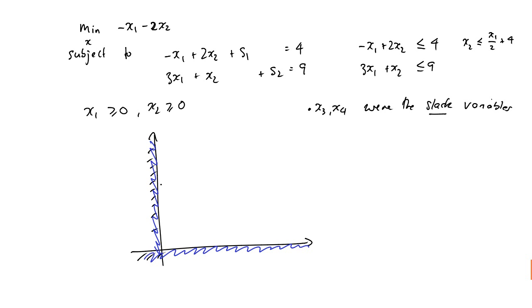Okay, so that's a line starting at 4 with slope like this. Slope a half, so it kind of goes up like that. And this one here gives us x2 is less than or equal to negative 3x1 plus 9. Okay, so a line starts up at 9, it's probably about there, and has a slope of negative 3.